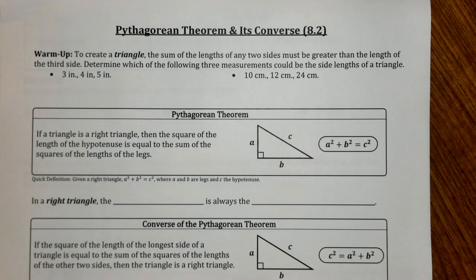This video is going to talk about Pythagorean theorem and its converse. First, with the warm-up, we're reminding ourselves that in order for three numbers to create a triangle, the sum of two has to be greater than the third.